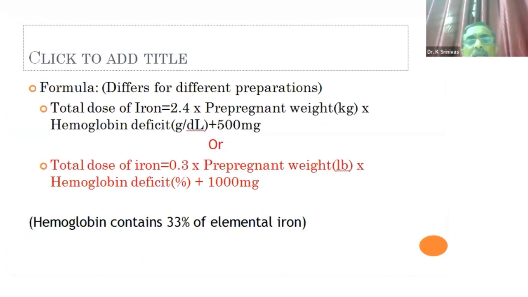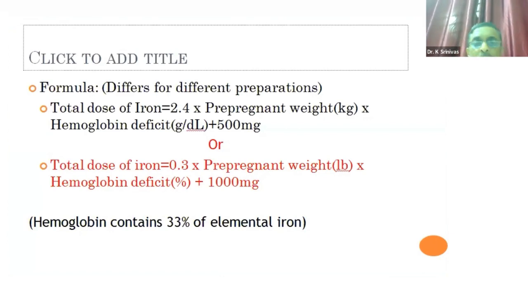The same thing, you have one more formula. This was the one which was earlier used. It was 0.3 into pre-pregnant weight into hemoglobin deficit plus 1000 milligram. Storage could be either 500 or 1000 milligram, right? So it depends on the hospital practice.